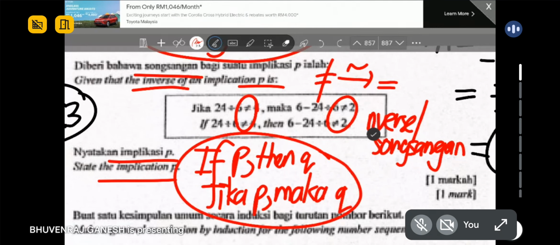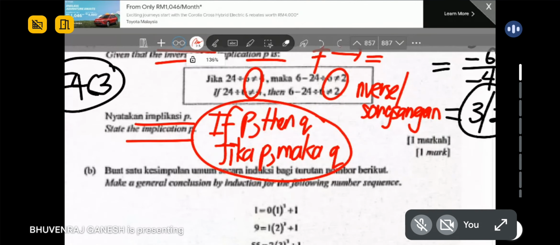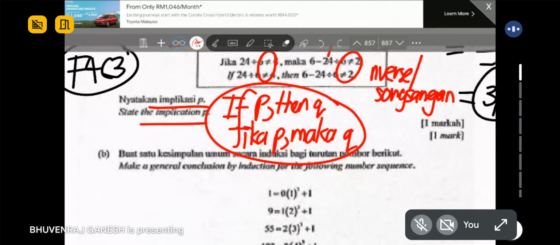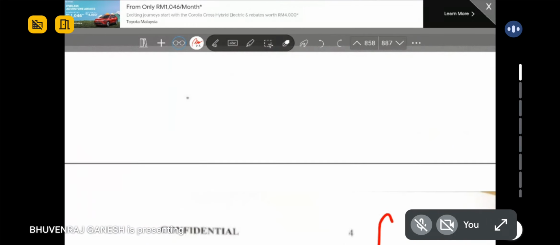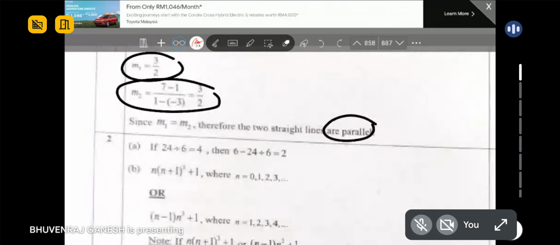Sama dengan. Okay, because kat sini untuk implikasi tak ada penafian. Kamu kena ingat. Okay, implication there is no negation. Implication is just normal only. Kaedah biasa. If P then Q. Jika P maka Q. Understand? Okay, so inilah jawapan dia.